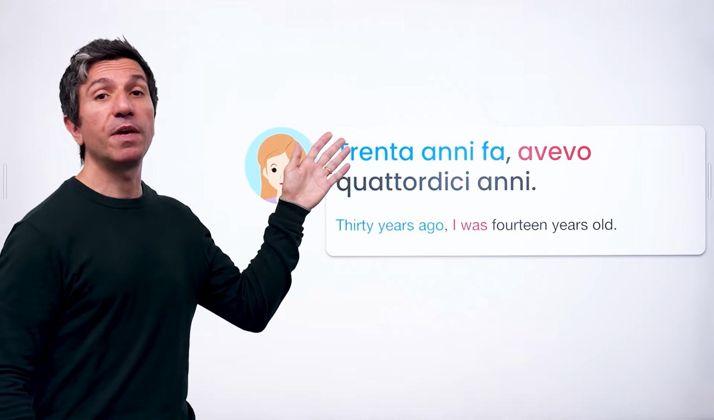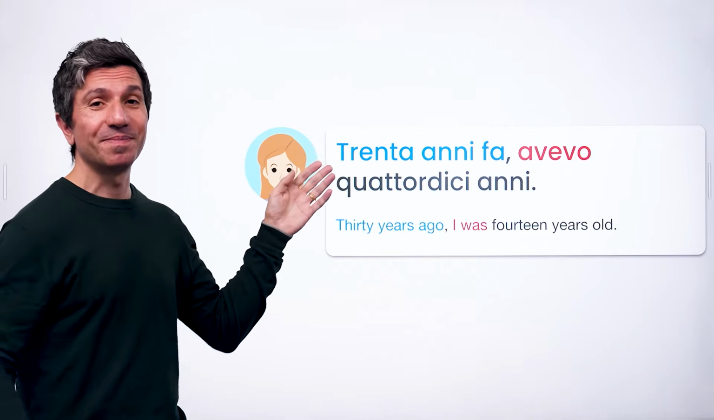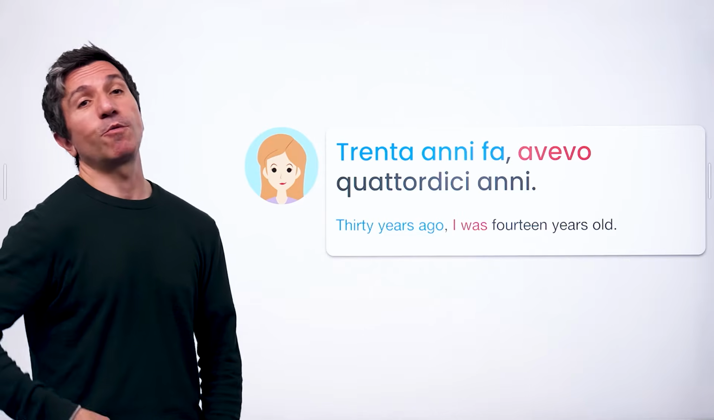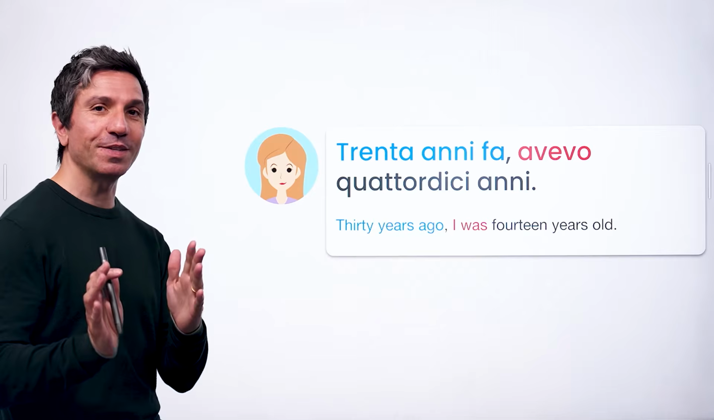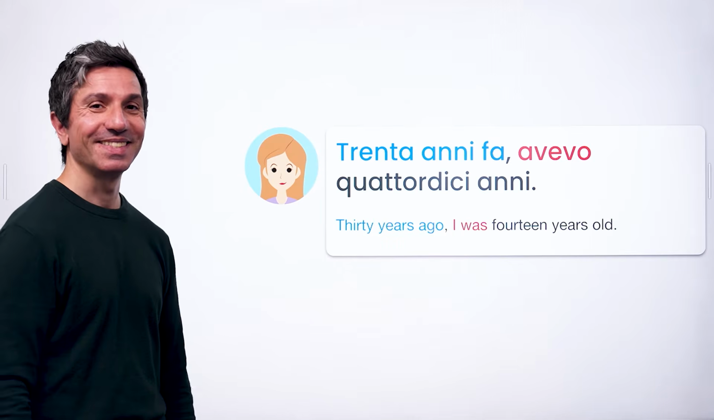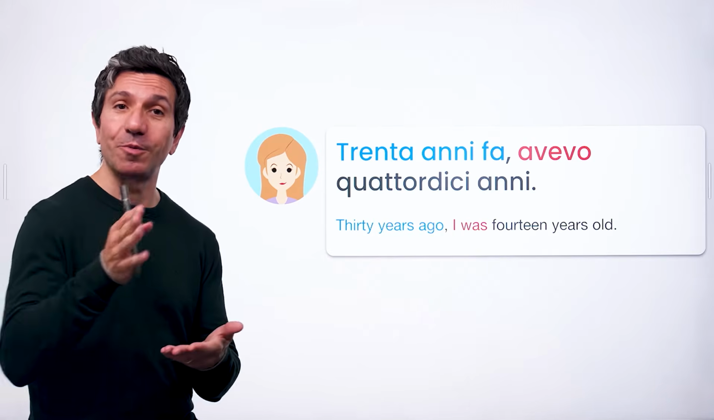30 anni fa avevo 14 anni. 30 years ago, I was 14 years old. Can you see how the pattern applies here? Let's break it down.